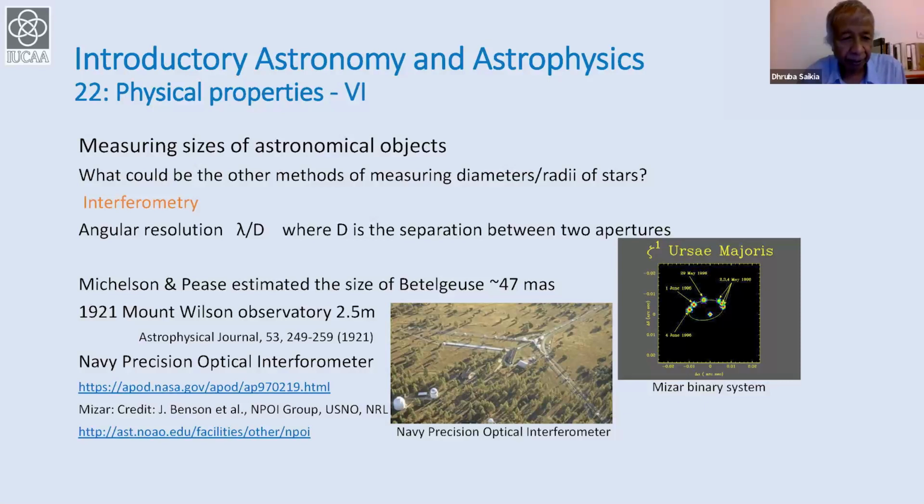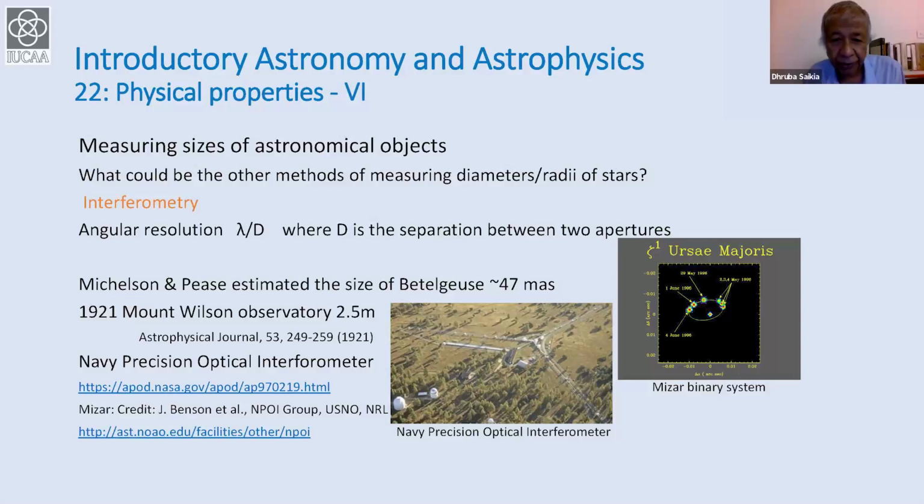The concept of actually combining signals is similar to the Michelson interferometer, which you would have studied as part of your undergraduate course. And this technique was used by Michelson and Pease way back in the 1920s. In fact, they published a paper, whose reference I've given over here, in the Astrophysical Journal, where they measured the diameter of Betelgeuse as 47 milliarcseconds.